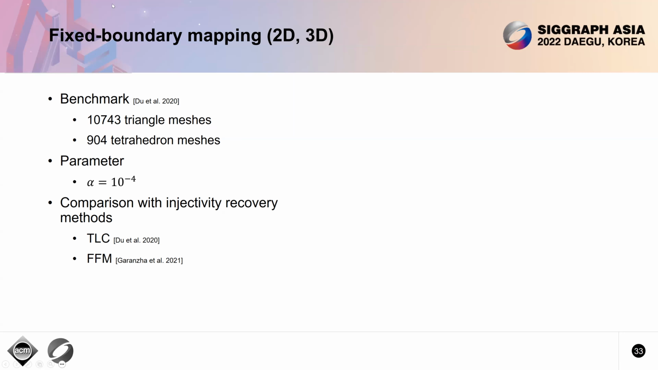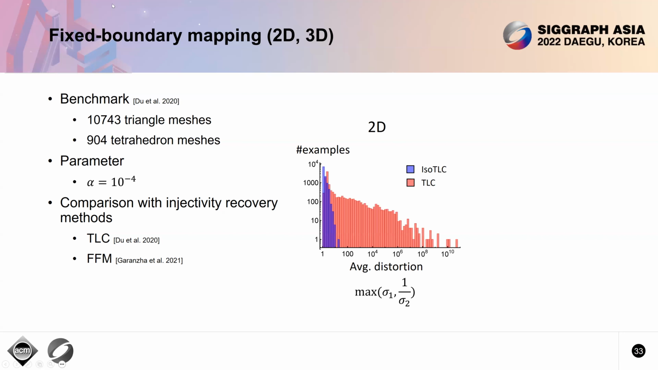To compare map distortion, we compute the average distortion for each example using the distortion metric we introduced earlier, and then count the number of examples with specific average distortion. This plot shows the distortion statistic for TLC and IsoTLC on the 2D benchmark. Observe that IsoTLC achieves an average distortion lower than 10 for almost all examples. In contrast, TLC introduced an average distortion over 100 for thousands of meshes.